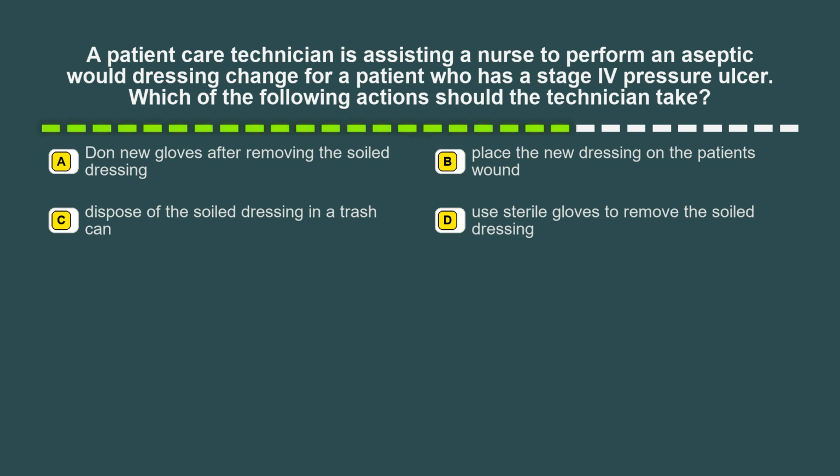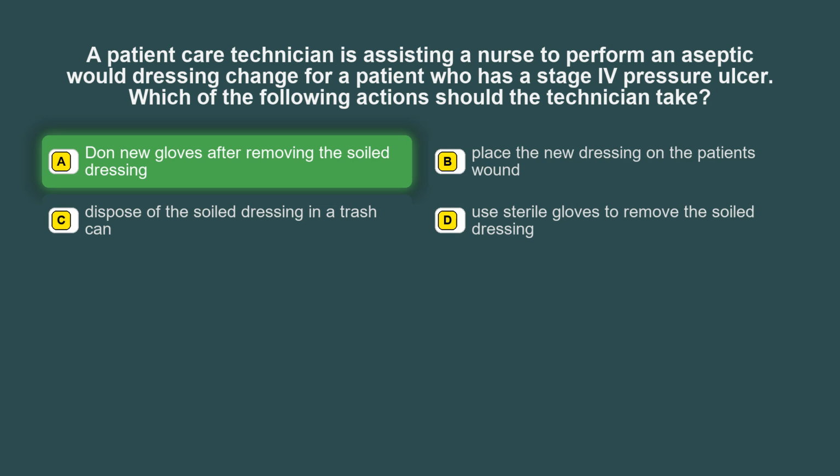Question 56. A patient care technician is assisting a nurse to perform an aseptic wound dressing change for a patient who has a stage 4 pressure ulcer. Which of the following actions should the technician take? Option A, don new gloves after removing the soiled dressing. Option B, place the new dressing on the patient's wound. Option C, dispose of the soiled dressing in a trash can. Option D, use sterile gloves to remove the soiled dressing.